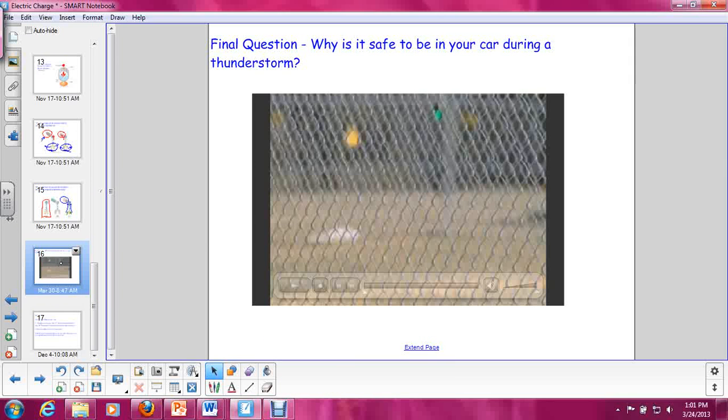And the final thing I want you guys to think about tonight that actually has a lot to do with this is, why is it safe to be in your car during a thunderstorm? Most of you know that if you're outside during a thunderstorm, the safest place for you to be is in a car. But why? I want you to think about that. And I want you to think about it not only in terms of materials being conductors and insulators, but also in terms of how electrons move. We'll watch this video tomorrow and I will give you the answer then.